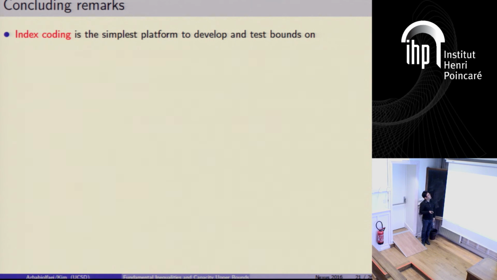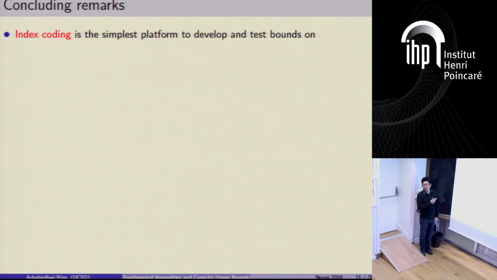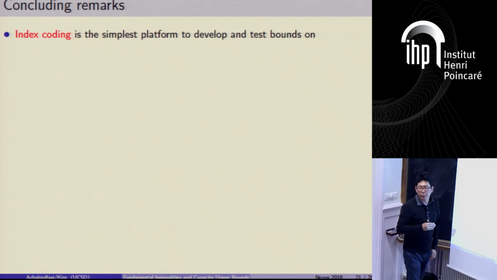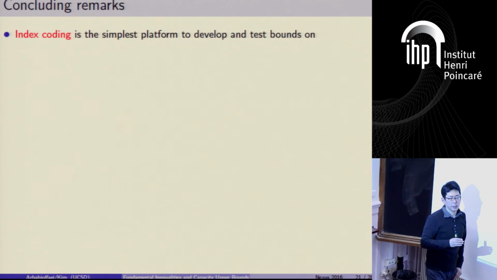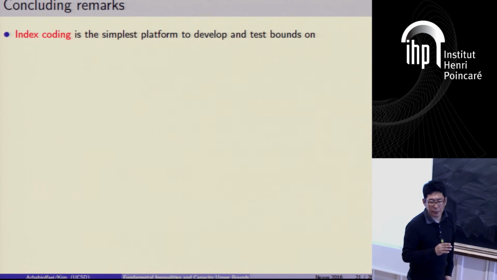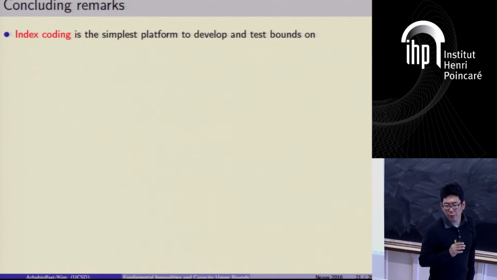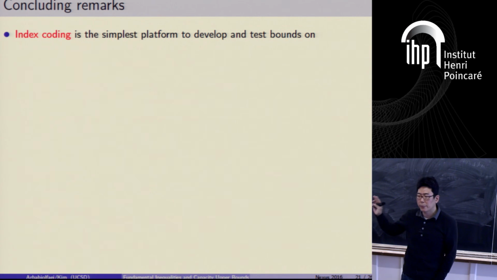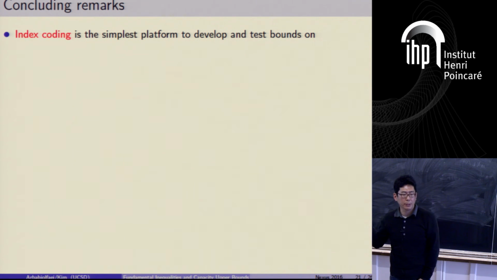So let me summarize. Probably through this talk, I could convince you that index coding is the most important problem in network information theory: through applications, through motivations, connections to other problems, and through its pure form. It's a pure problem.